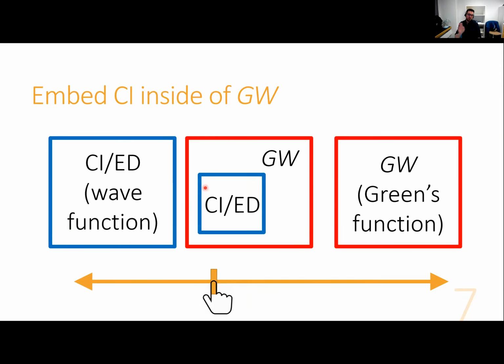So ideally, I can move the slider and interpolate between a normal exact diagonalization calculation or a normal GW calculation. Now, enforcing these limits is really important, and that's kind of the guiding principle behind the construction. But I'm most interested in this middle regime, where we actually have an embedded problem.